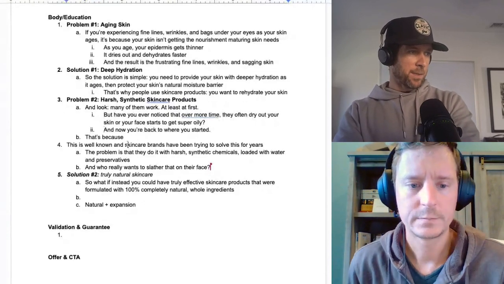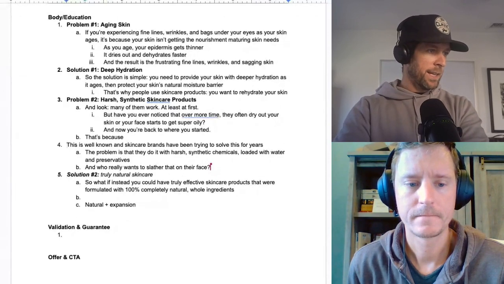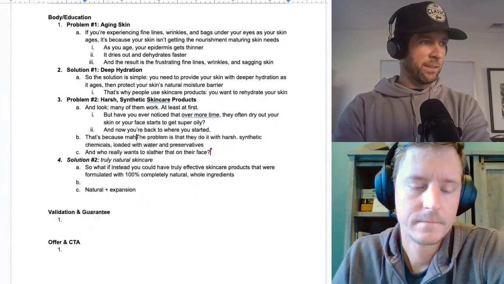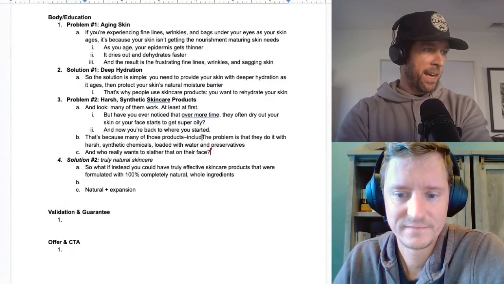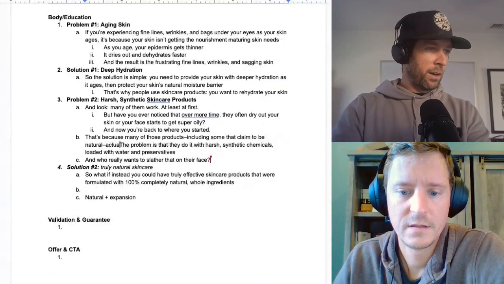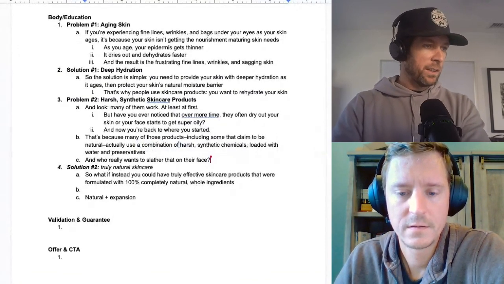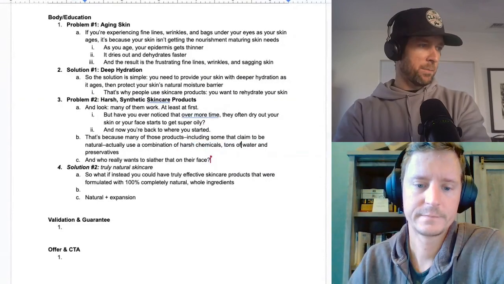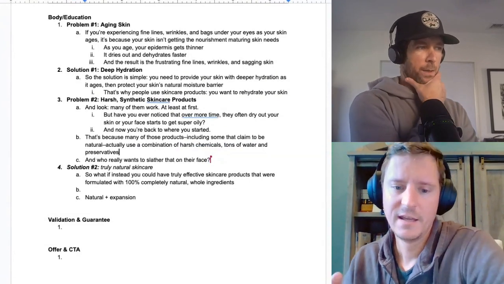Okay, great. So that's because many of those products, including some that claim to be natural, so we'll seed that idea, actually use a combination of harsh synthetic chemicals, tons of water, and preservatives. Let's say that. So maybe we won't reference retinol here.